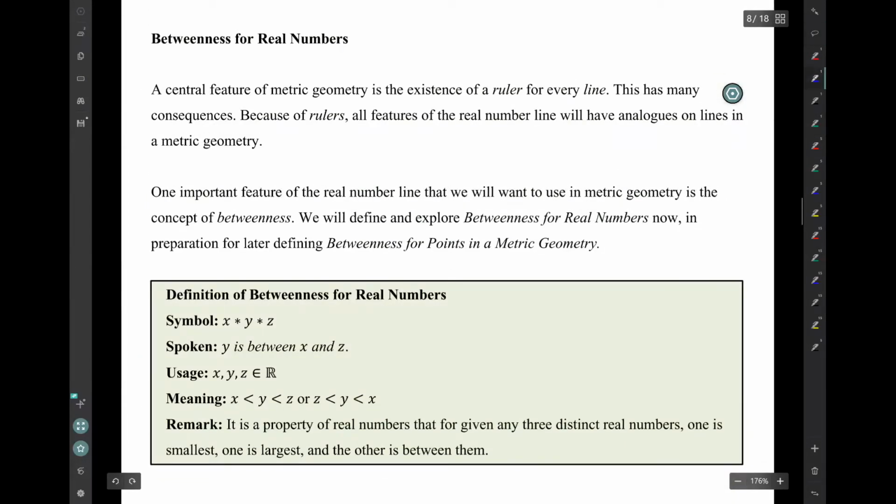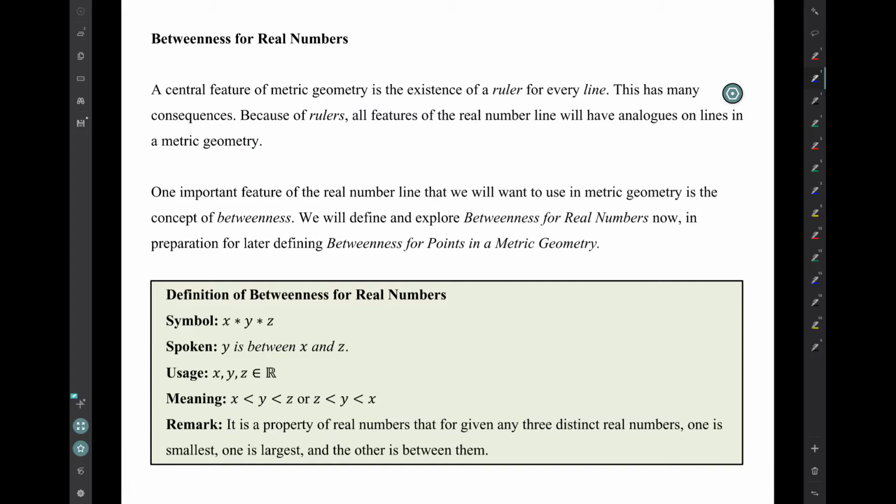Now I want to talk about betweenness for real numbers. A central feature of metric geometry is the existence of a ruler for every line. This has many consequences. Because of rulers, all features of the real number line will have analogs on lines in a metric geometry.